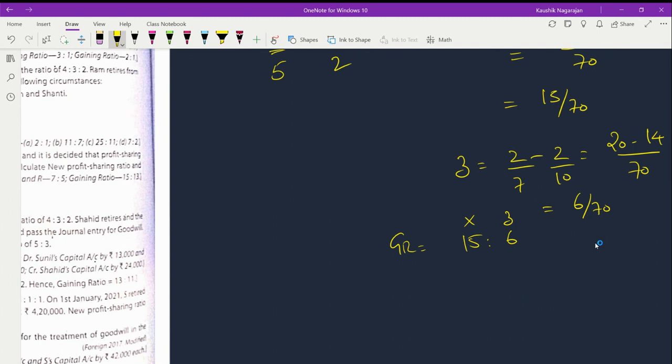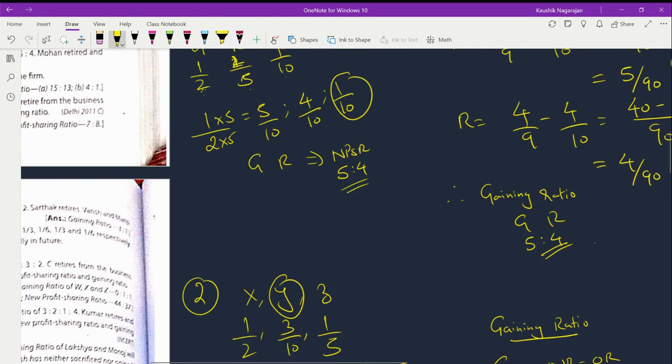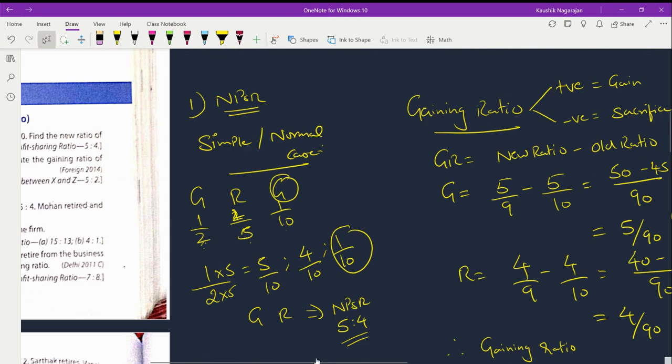Look here, 15 and 6 can be further simplified as 5 is to 2, in the 3 table. So that means here the gaining ratio is 5 is to 2, and similarly here the NPSR was also 5 is to 2. That means in case of simple or normal problems, whether it is fraction based or pure based, your NPSR and your gaining ratio will always be the same, 5 is to 2. Let's cross verify our answer with the book answer.